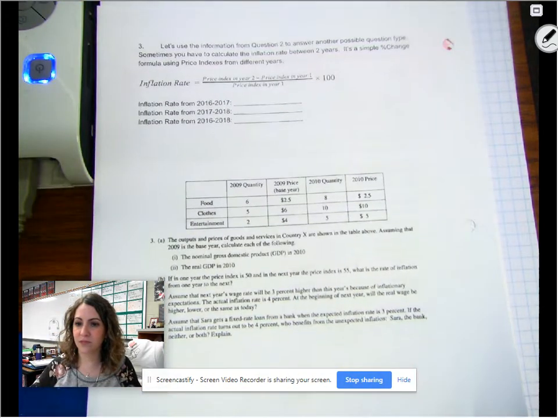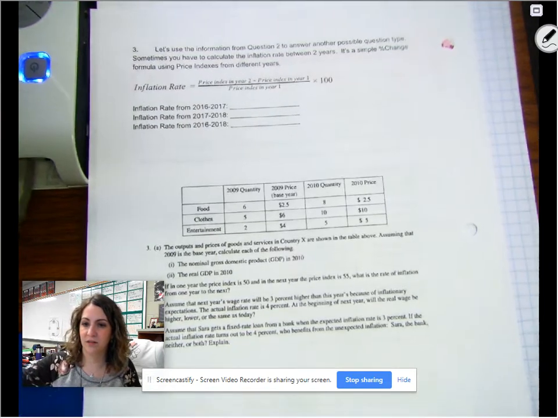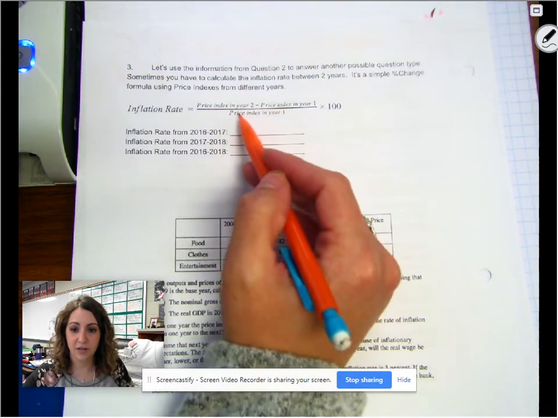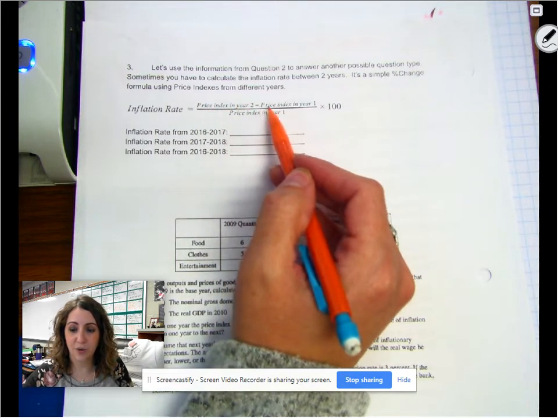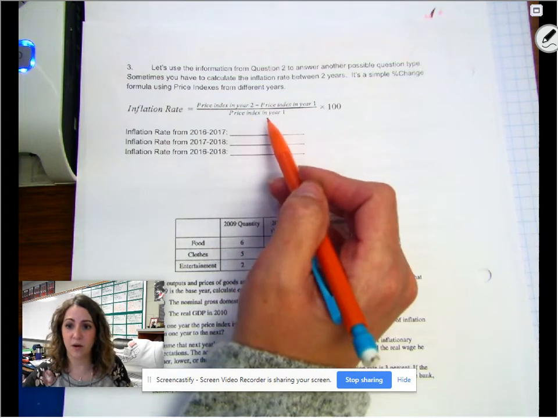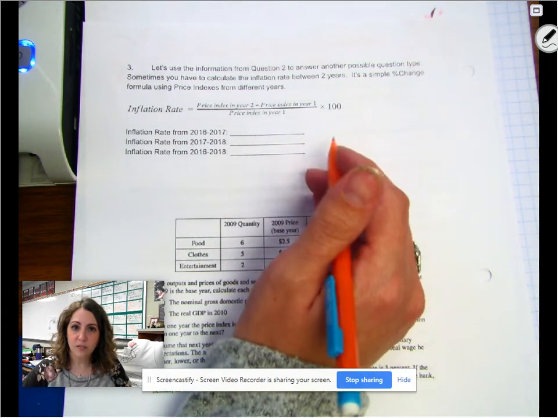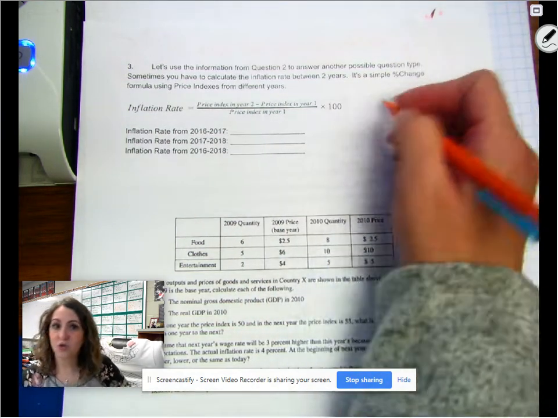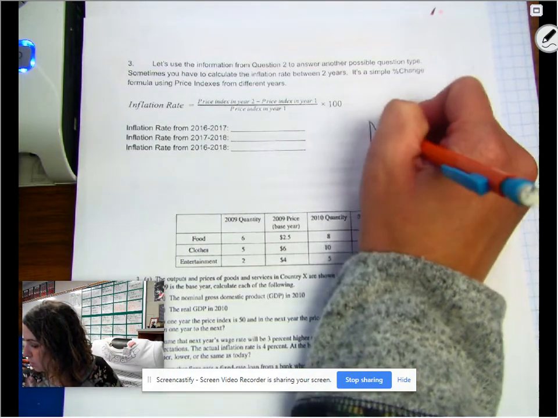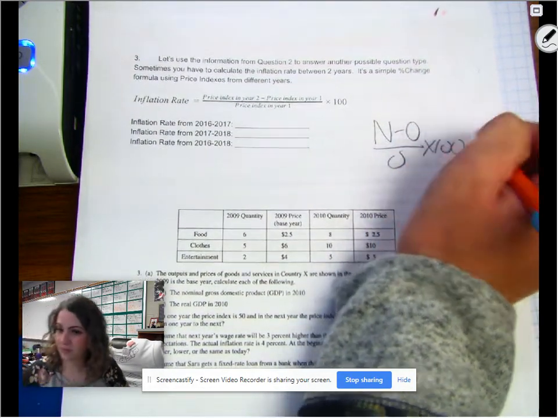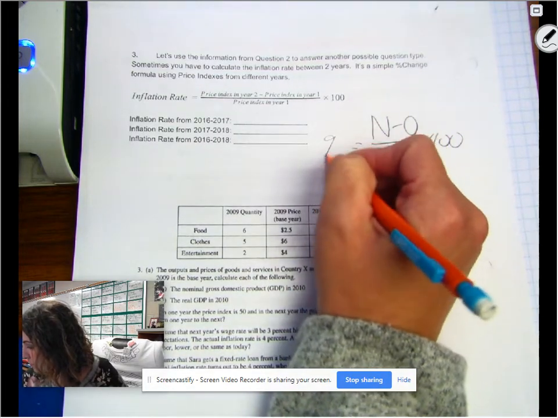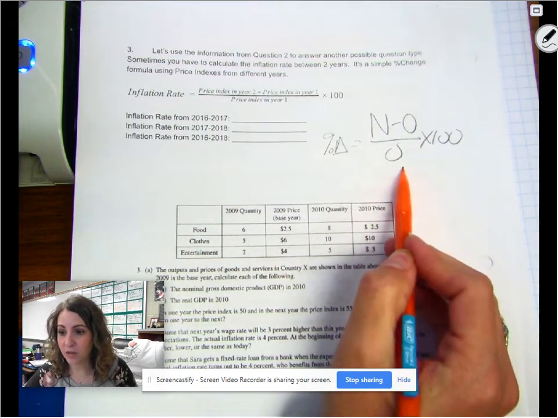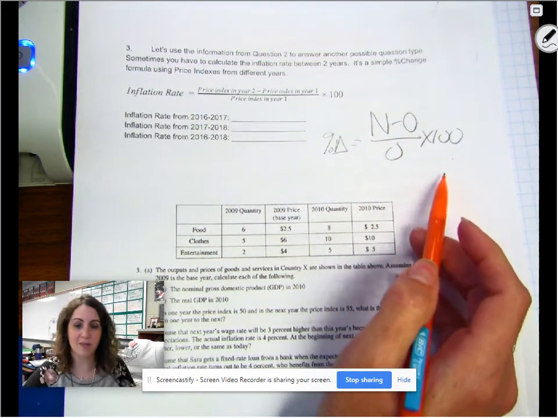Here's the technical equation for inflation rate. It says price index in year 2 minus price index of year 1 over price index of year 1 times 100. But if anyone's ever solved for percent change, it's the same formula. Percent change is new minus old over old times 100. That is always the case for any type of percent change.